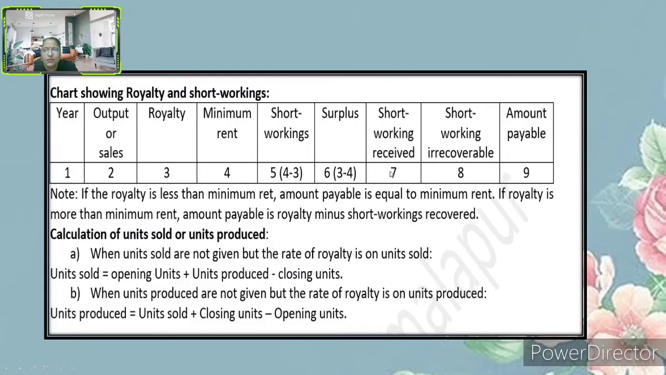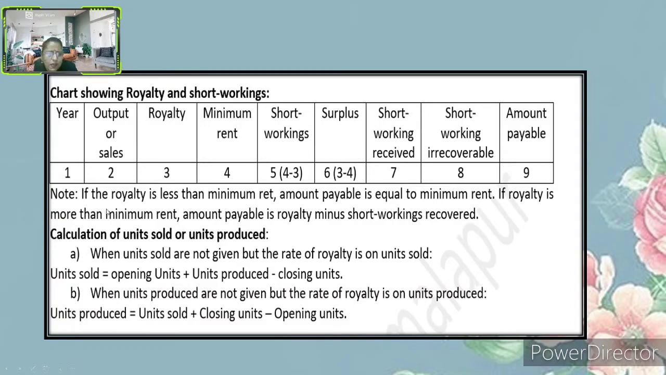Then the 7th column will be the short workings recoverable. Then the short workings irrecoverable, which is based on the problem and how the recoupment of the short workings is given. We have to see that and take accordingly. Then finally we have to calculate the amount payable. These are the important columns we see under the calculation of the royalty and short workings.